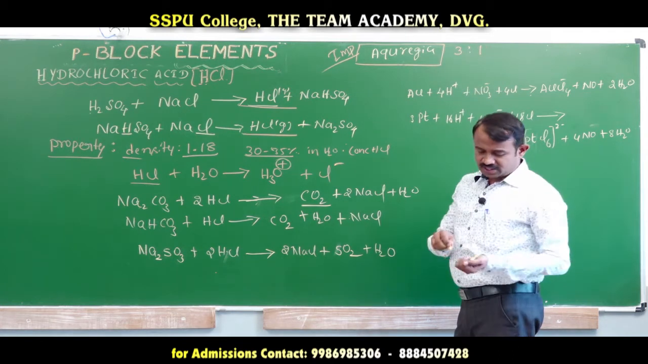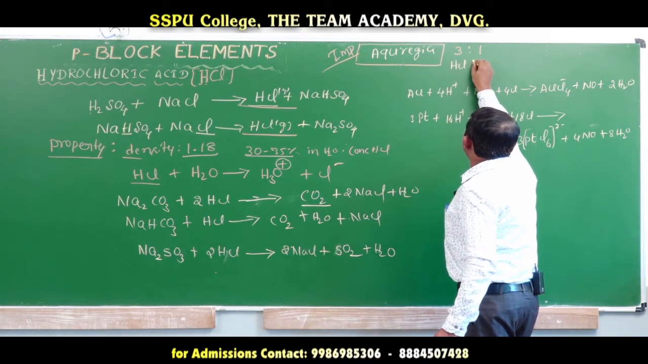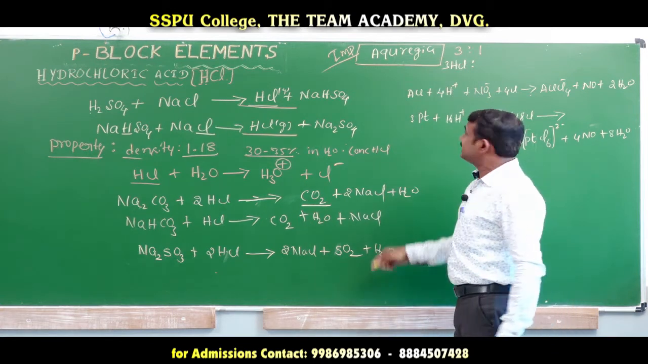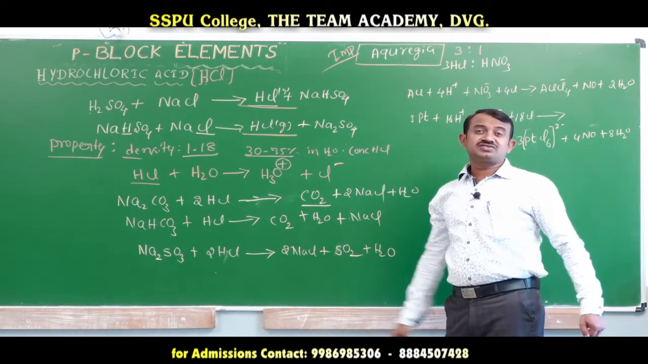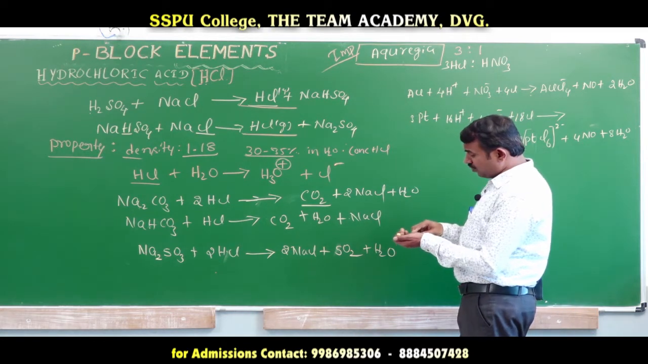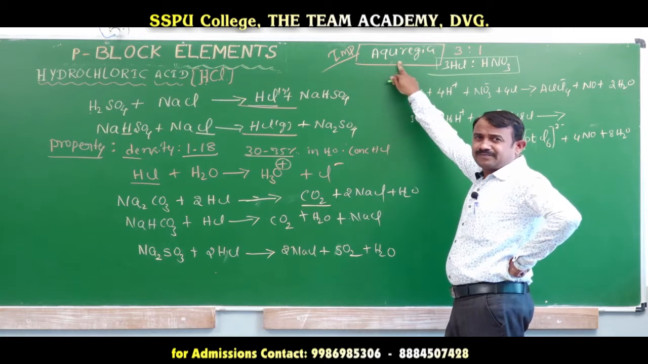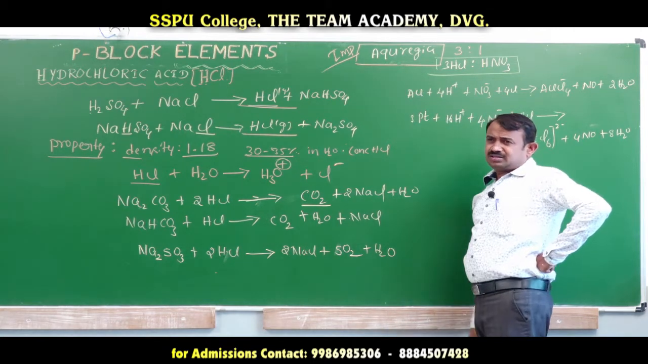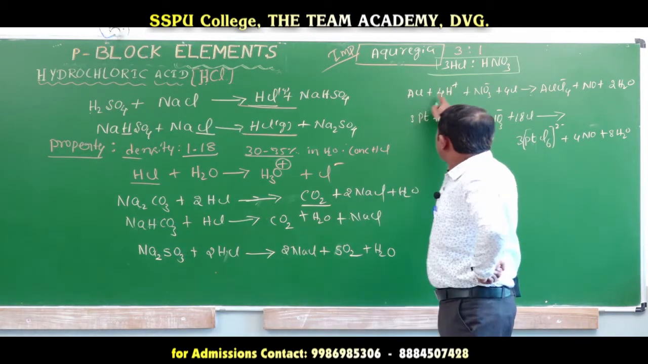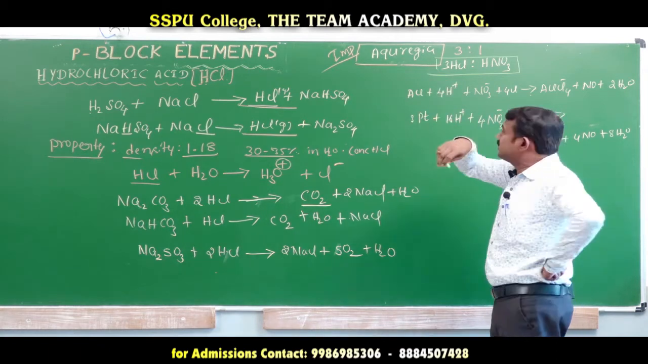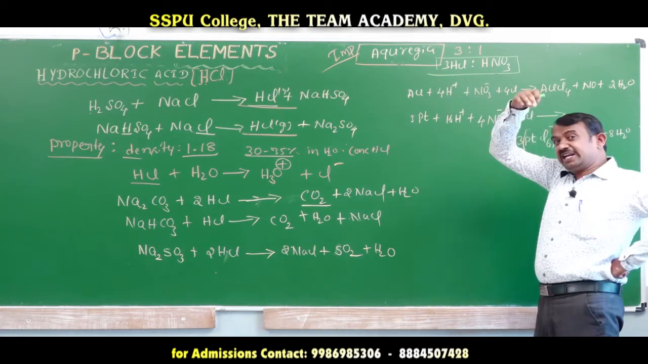3:1 means 3 moles of hydrochloric acid and 1 mole of nitric acid, both concentrated. That is called aqua regia. All metals are dissolved in aqua regia. You use it in qualitative analysis. In qualitative analysis, some metals are not dissolved, like gold not dissolving in single acids. Some compounds are not dissolved there, but they dissolve in aqua regia.